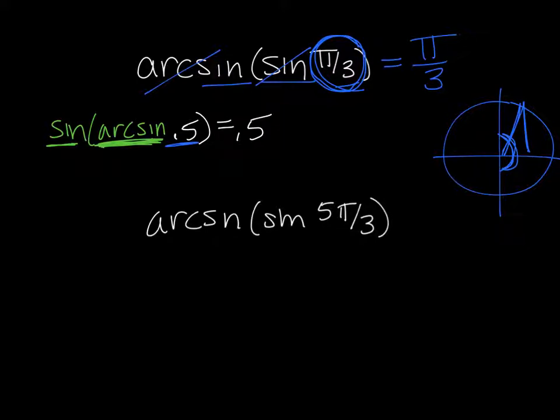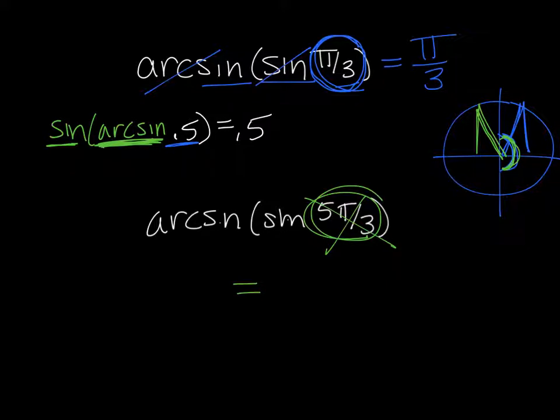So where does that come into play differently? Well, here I have arcsine and sine. I want to cancel them out, but first I have to check because this is an angle. 5 pi over 3 is over here in the second quadrant. Now all of a sudden we have a problem because it's not in the restriction. So it's not going to be 5 pi over 3.